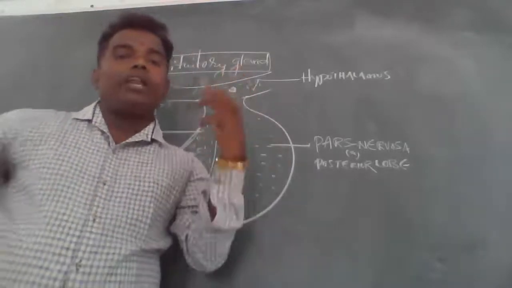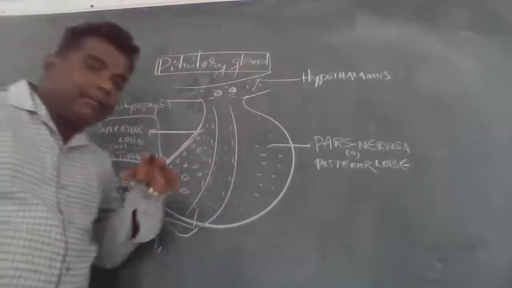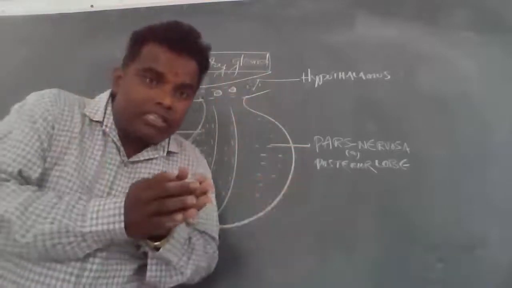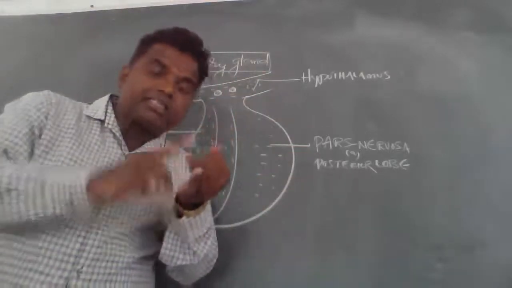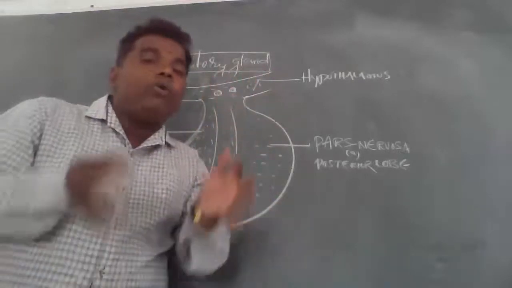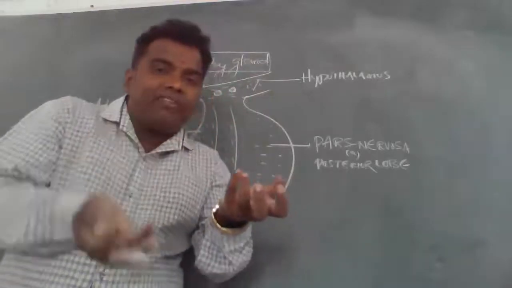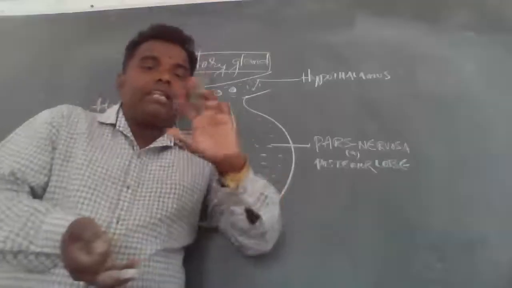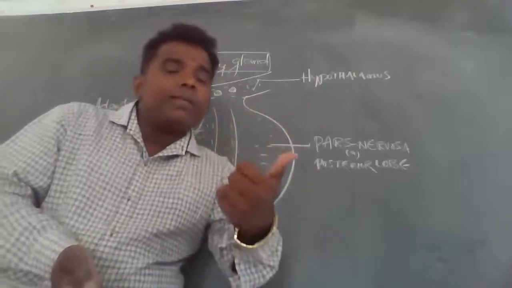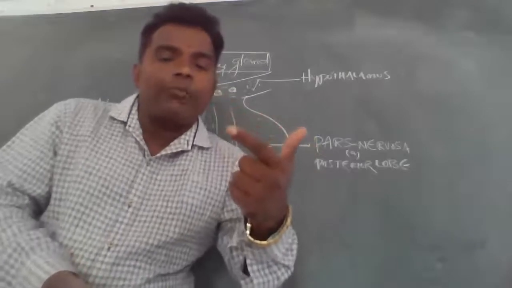Rathke's pouch, very important. Once more: the pituitary gland sits in a groove-like structure in the skull bone, called the sella turcica. In that there is one pocket with two parts: one is Rathke's pouch, the second is the infundibulum, a stem-like structure. In Rathke's pouch, mainly two parts are there: one is the adenohypophysis, the second is the intermediate lobe.